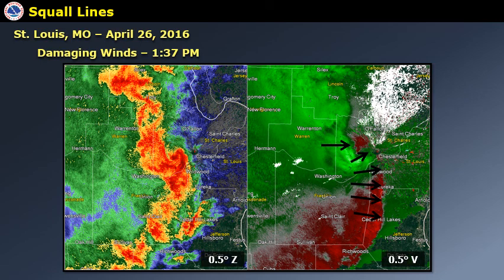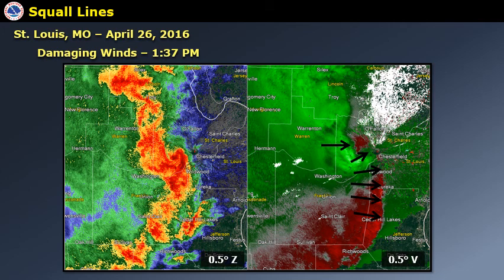Let's take another snapshot a few minutes later. Now, as the storms move over the radar, we see that the reflectivity structure remains largely unchanged. However, the velocity data, when you compare it to the previous image, may suggest that the threat for damaging winds has decreased. However, this is one of those gotchas with radar.